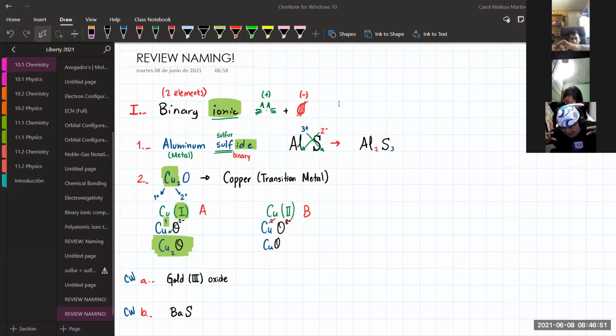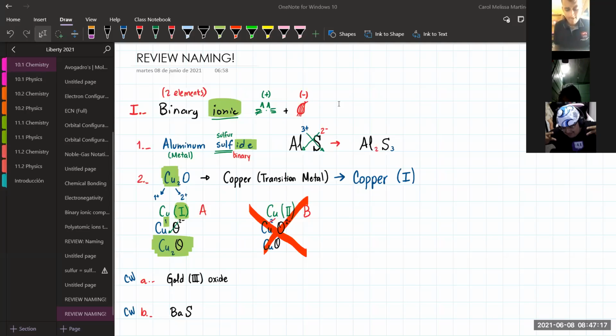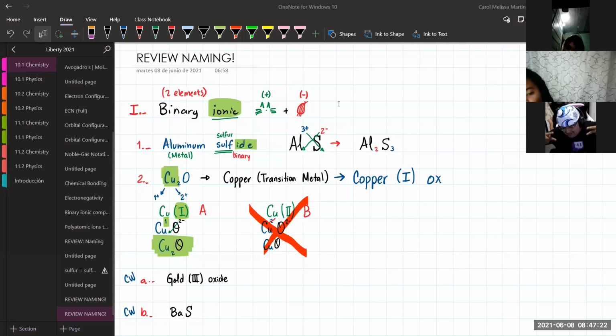So the name for this compound is going to be copper. You need to specify the right charge, copper 1. Remember, the other one, even if we did it, we're not going to use it since it's not the same compound that was given. So the name will be copper 1, and then the name of the anion. For oxygen, the anion is known as oxide. So finally, the name will be copper 1 oxide.